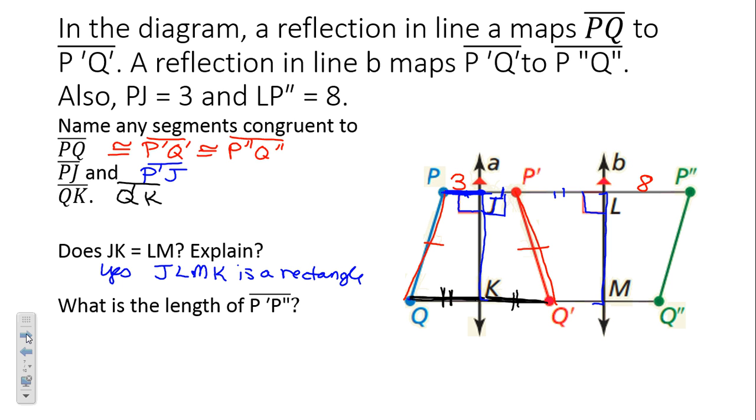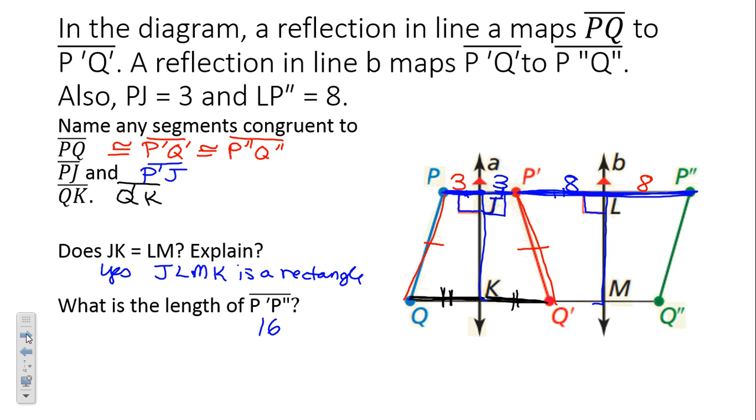What's the length of P to P double prime? Or sorry, P prime to P double prime? What is the distance between P prime to P double prime? 16. Why? LP. Good. This one is equal to this one. So this is 3. Then we've got 8 and 8. So if we wanted the whole distance, we could add them all up too.